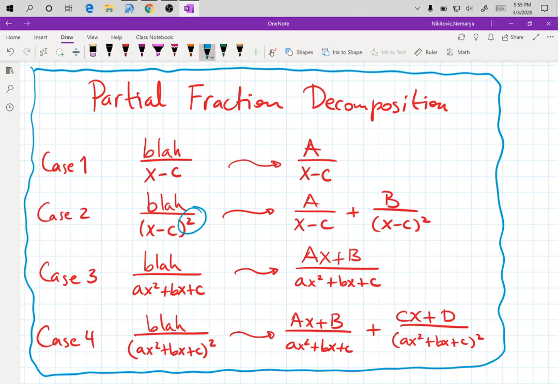If you have repeated linear or repeated quadratic, you will have two of those terms on the right-hand side, and you see that the denominators behave the same way, where the second one is squared to match what you have on the left, and so on. So this is what you are memorizing as a setup. Your goal is to compute the values of A, B, C, and everything on the left is always given to you in a problem.